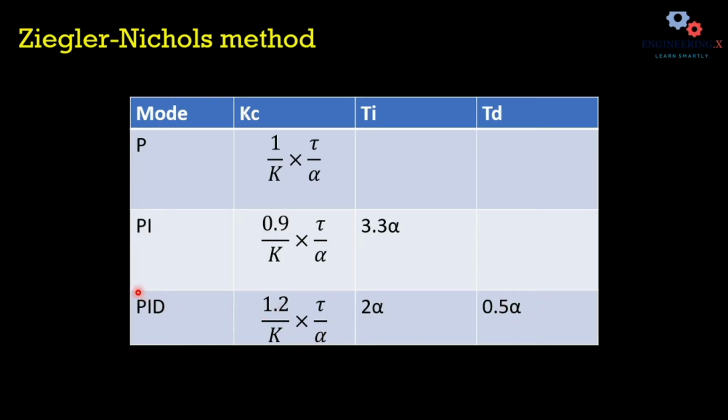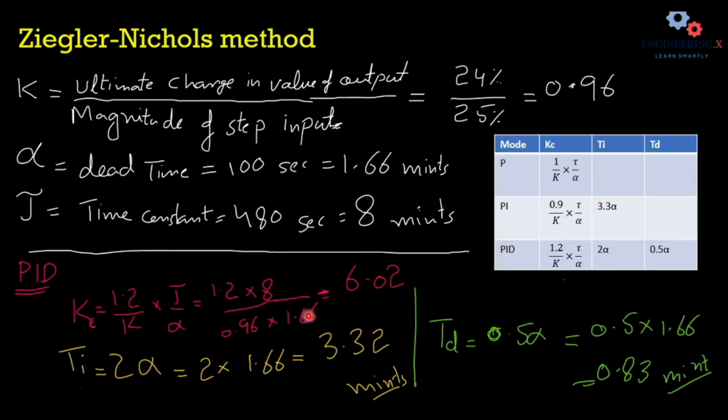Because we are going to tune a PID controller, we will calculate the value of Kc, Ti, that is the integral time, and Td, the derivative time, using these numerical relations. When we insert all the values, the value of Kc for this system is 6.02, the integral time is 3.32, and the derivative time is 0.83 minutes. So we have calculated the Ziegler-Nichols tuning parameters for this system.